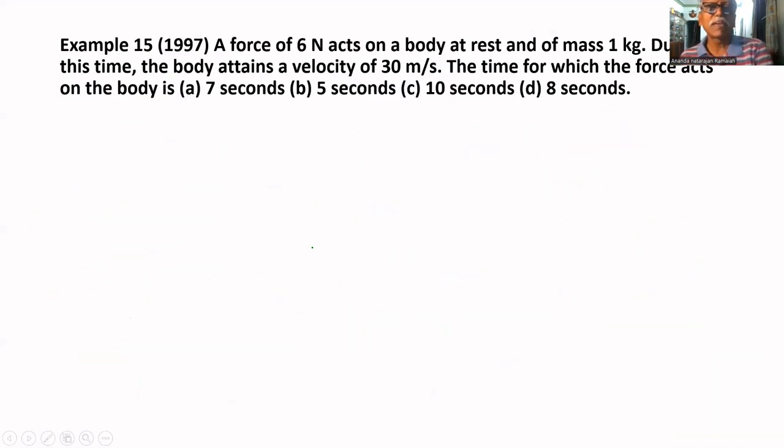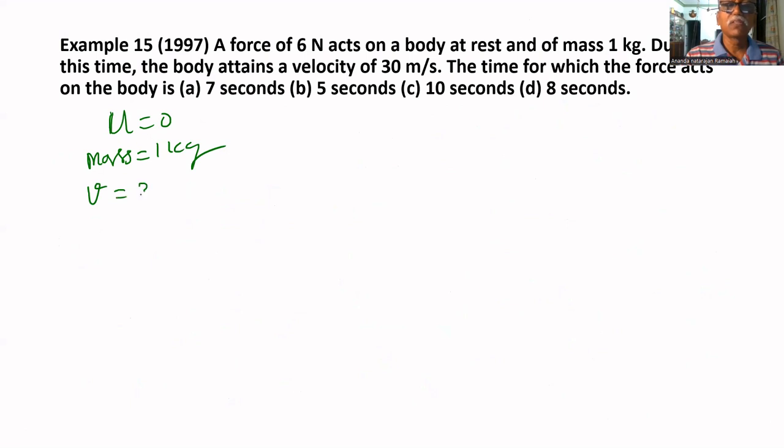A force of 6 Newton acts on a body at rest. At rest means U equal to 0. Mass equal to 1 kg. During this time, the body attains a velocity V equal to 30 meter per second. The time for which the force acts on the body is asked, where force F equal to 6 Newton.